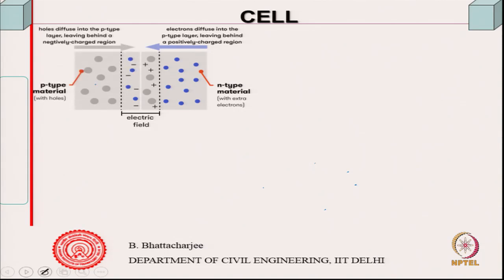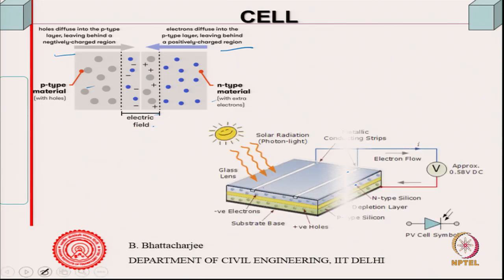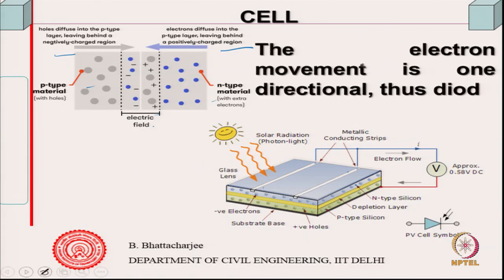So, that is how it looks like, the P type, the N type, and an electric field is generated. Holes diffuse into the P type layer, leaving behind a negatively charged region, and electrons diffuse into the N type layer, leaving behind a positively charged region, and so on. So, there is a voltage difference created. That is the idea, the light falls onto it, and so on. Without going too much into the details of this construction, the electron movement is thus one directional.